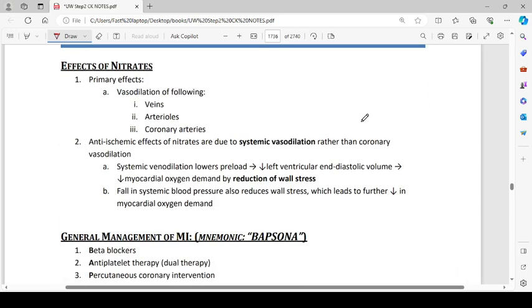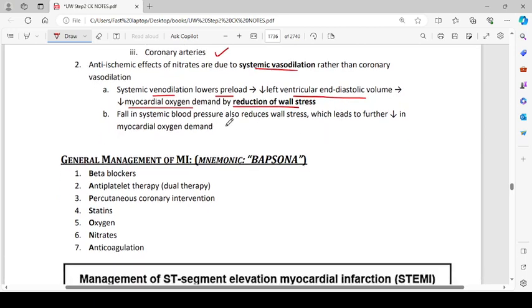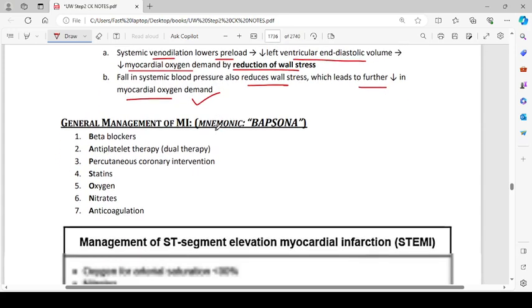Then comes effect of nitrates. So we give nitrates in a lot of cardiac conditions to decrease the preload basically. So what are the effects basically? The primary effect is vasodilation of veins, most importantly, then arterioles and then coronary arteries. Anti-ischemic effects of nitrates are due to the systemic vasodilation rather than the coronary vasodilation. Systemic venodilation lowers the preload, that decreases the left ventricular end-diastolic volume, that will decrease the myocardial oxygen demand and reduction of the wall stress. Fall in systemic blood pressure also reduces the wall stress, which leads to further decrease in the myocardial oxygen demand.